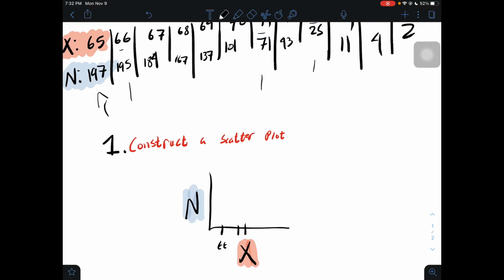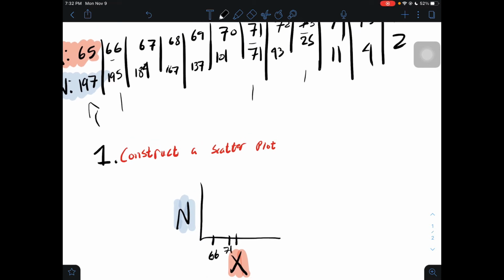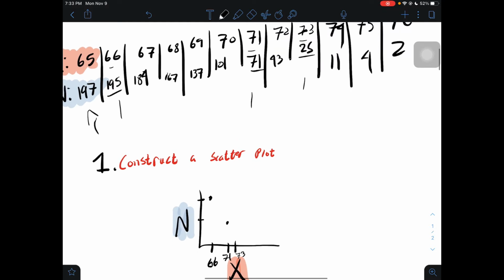66, 71, and 73. All 3 points have n values, and our n is going to be our y-axis. So our n values are 195, 71, and 25. We have 195, which is going to be in the top of our spectrum. So we have 195 with 66. We have 71 going with 71, which is going to be right here. And we're going to have 73 going with 25. 25 is going to be right here.